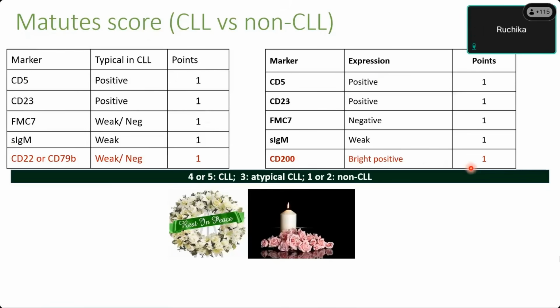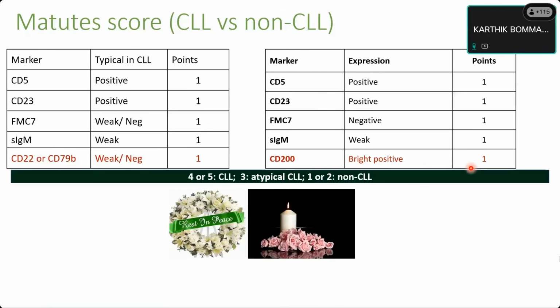CD5, CD23, and CD200. Okay. And 2 more? FMC7, surface immunoglobulin. So CD5 should be positive, CD23 should be positive to get a score of 1. FMC7 should be negative. Surface immunoglobulin can be negative to dim. It can be negative also. If these two are negative, give a positive score. And if CD200 is positive, then give a positive score. Right?